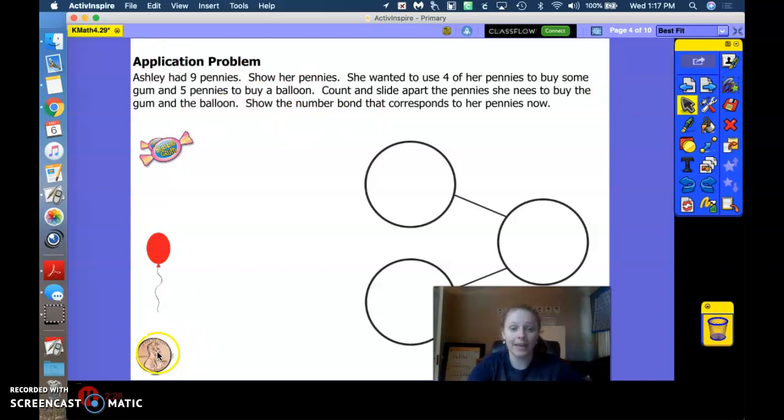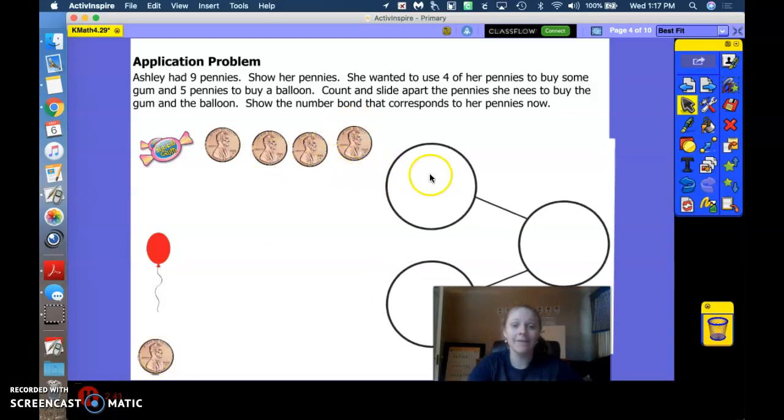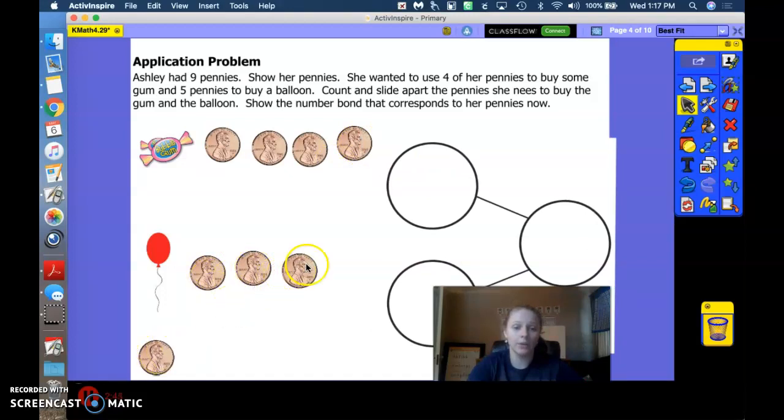All right, Ashley had 9 pennies. Show her 9 pennies right here, or you can draw me 9 circles. She wanted to use 4 of her pennies to buy some gum. 1, 2, 3, 4, and 5 of her pennies to buy a balloon. 1, 2, 3, 4, 5.